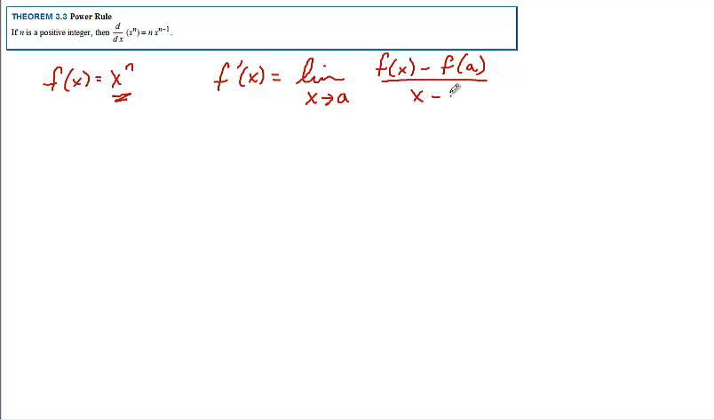The limit as x goes to a of f of x minus f of a, over x minus a. Okay, now I'm going to replace. So I have the limit as x goes to a of just plain old f of x, so that would be x to the n, minus, replace my x with an a, that would be a to the n, and then this would be my x minus a.